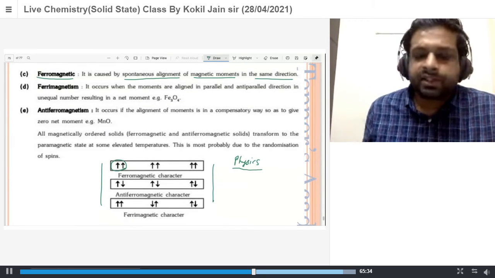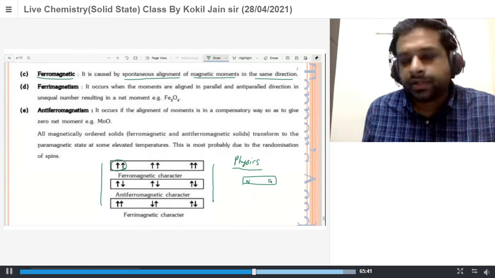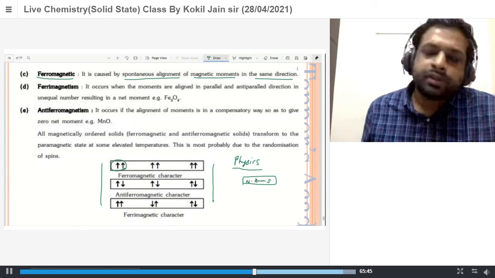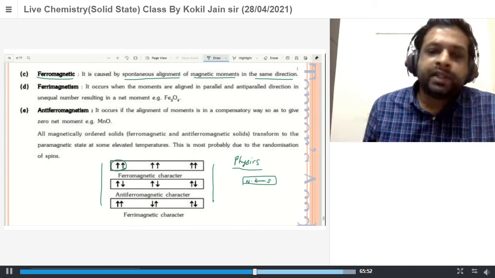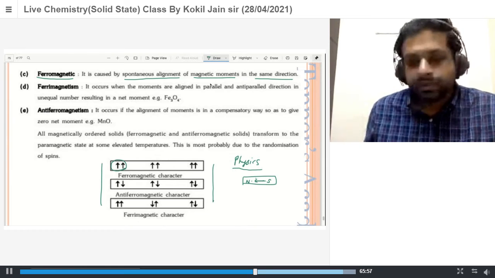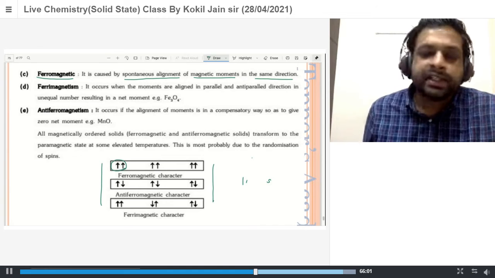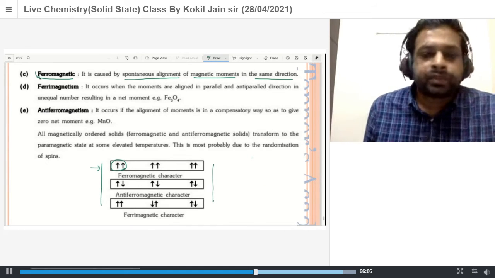Inside any magnet, two types of poles you have studied, north and south pole, right? This is the direction here. You have studied this in earlier classes in magnets. Now, in ferromagnetism, the magnetic moments of these magnets get aligned in the same direction, in case of ferromagnetic compounds.